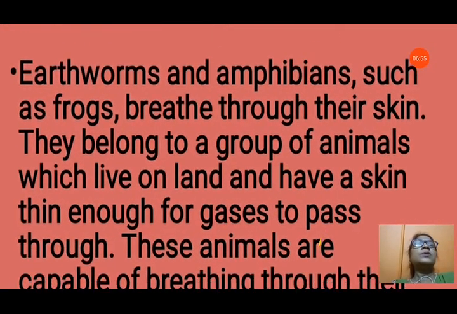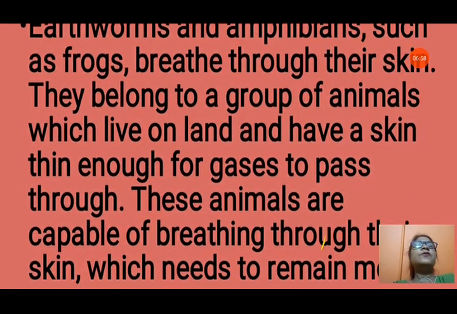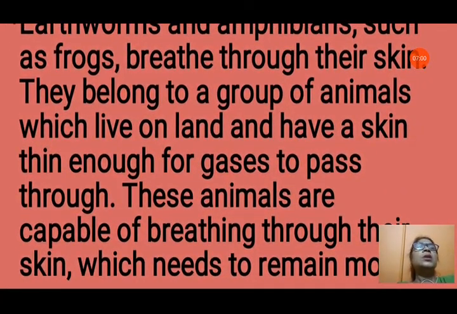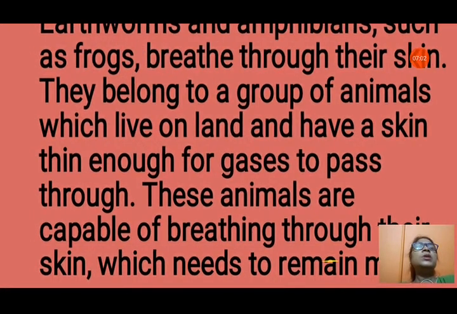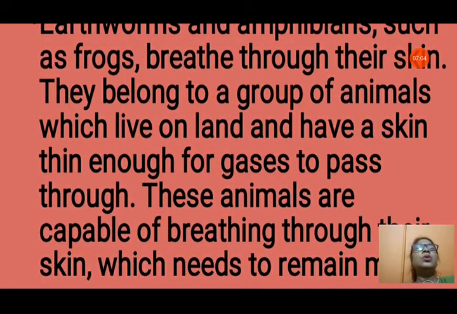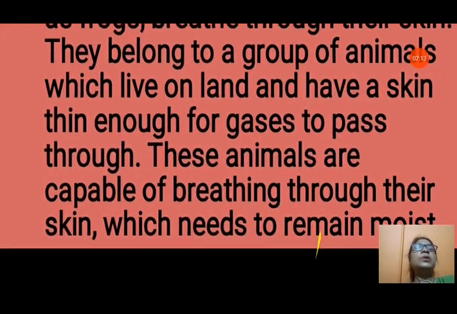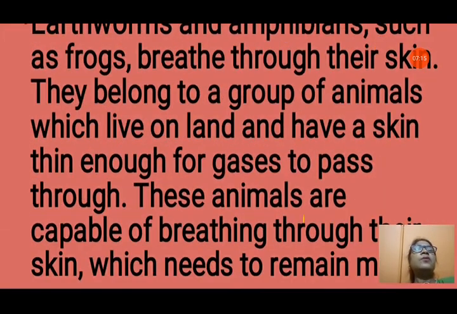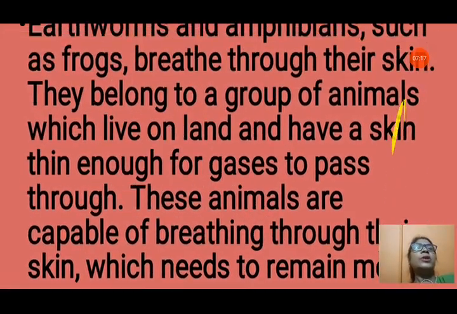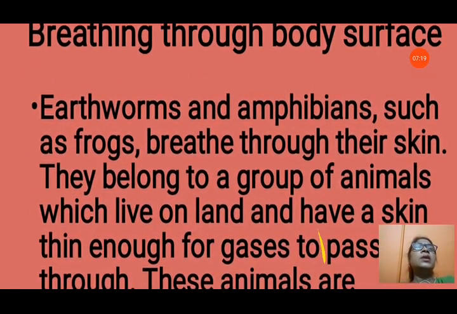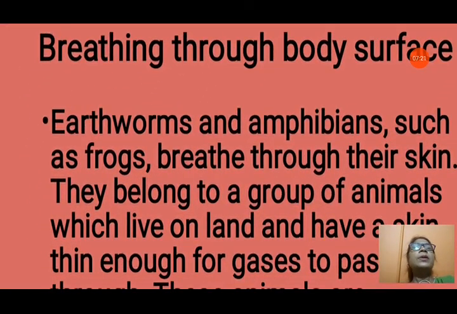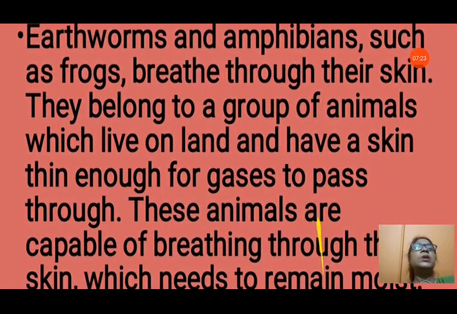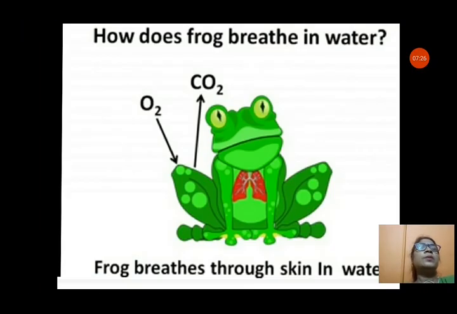Breathing through body surfaces. Earthworms and amphibians such as frogs breathe through their skin. They belong to a group of animals which live on land and have a skin thin enough for gases to pass. So their skins are so thin that gases can pass through their skin, but it should be moist. These animals are capable of breathing through their skin, which needs to remain moist. That means with the moist skin they can take in oxygen and give out carbon dioxide, like mostly earthworms and other animals living in the moist soil.